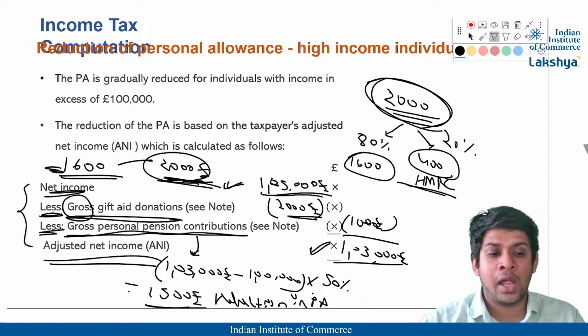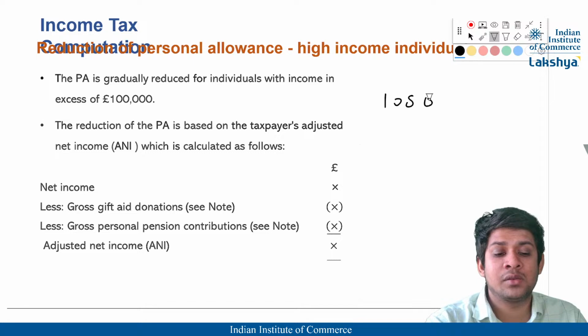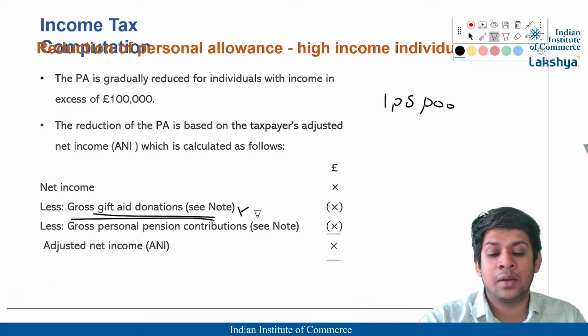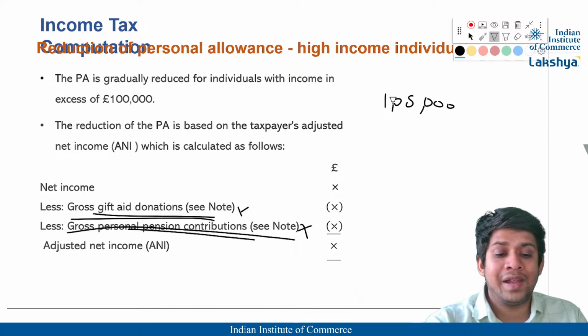Okay, reduction in PA. When I calculate my income tax liability, I will state that my income is 1,05,000 pounds. I will not reduce all this while calculating the income tax liability. All this is reduced only when I want to calculate my adjusted net income. So my income will remain at 1,05,000 pounds.